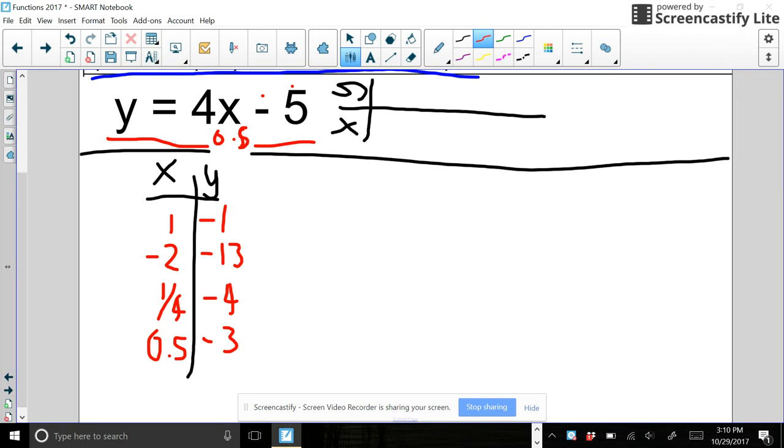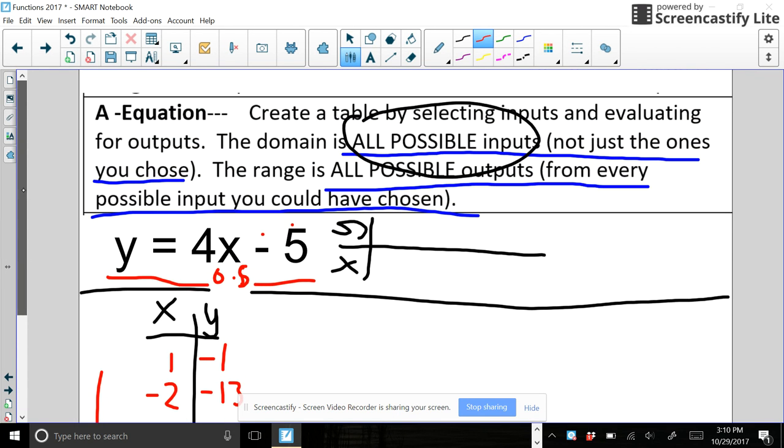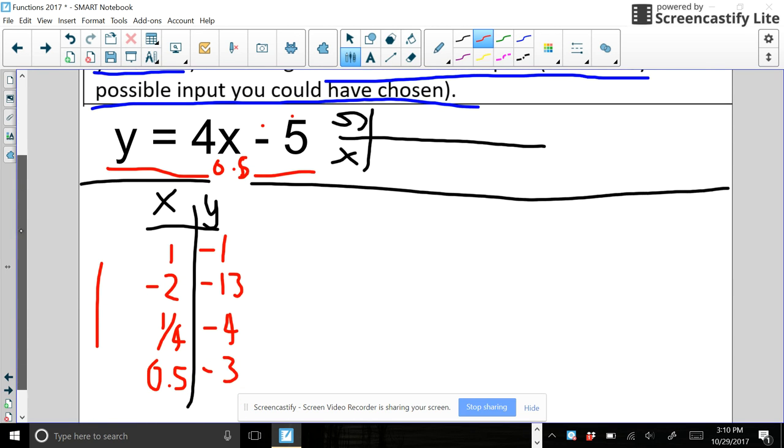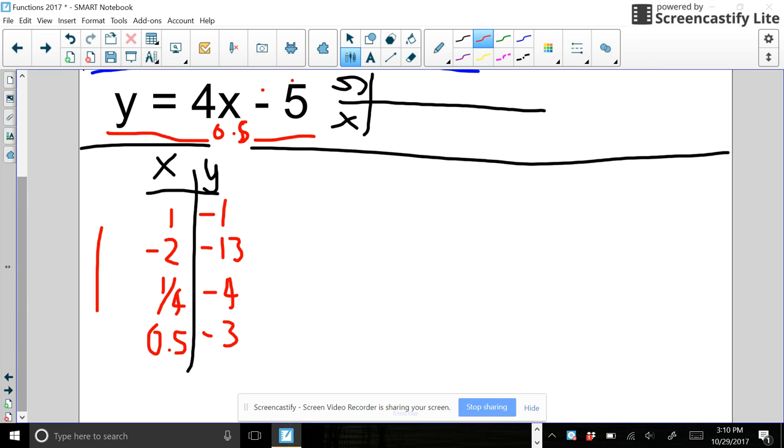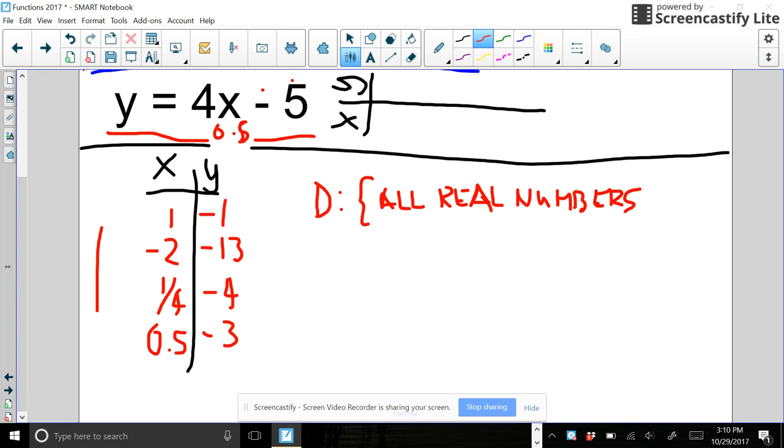Okay, so remember in our definition it said that our domain is going to be all possible inputs. So did it matter if we put in whole numbers or negatives or fractions or decimals? No, it did not. So that means our domain could be any number we wanted to plug in. Positives, negatives, fractions, decimals. So our domain is actually all real numbers. So we just write all real numbers because any number could have been plugged in.